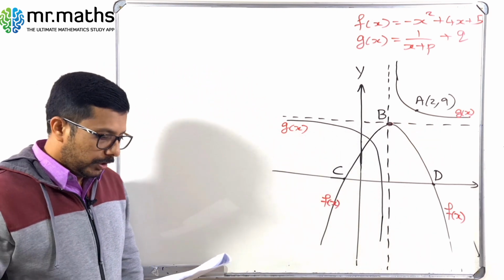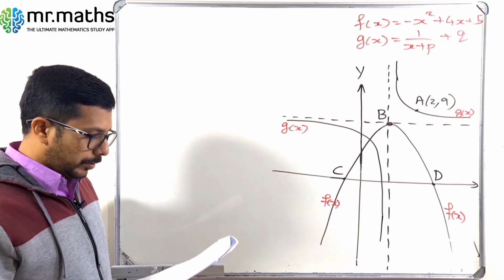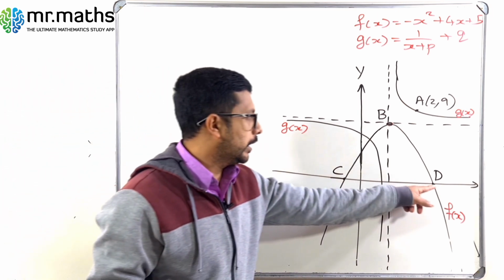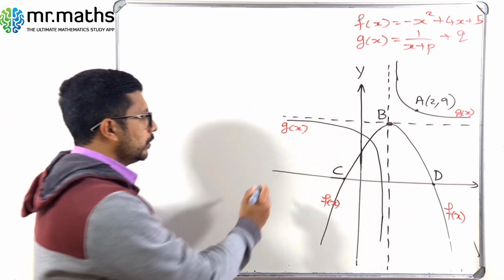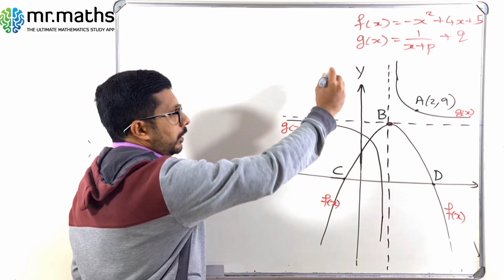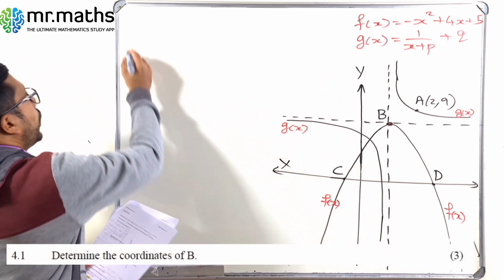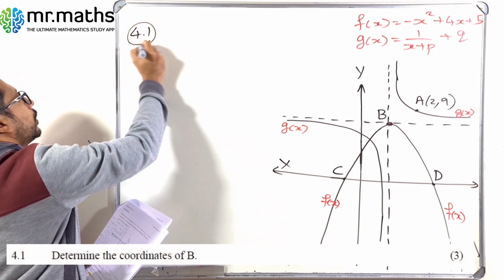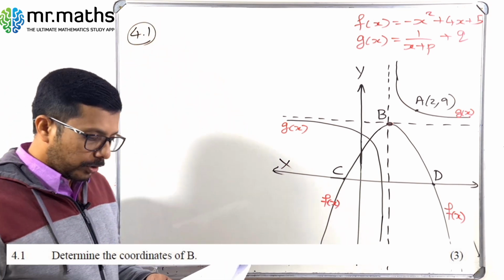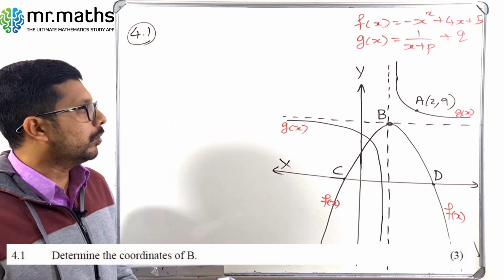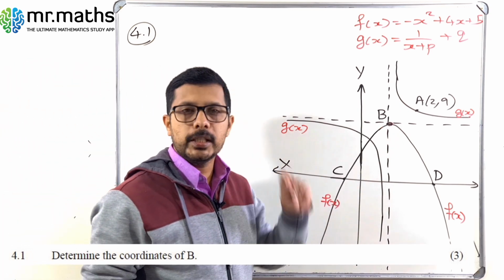C and D are the x-intercepts of f. So here these points C and D are the x-intercepts. Now this one is the x-intercept and that one is the y-intercept. Now what is the first question? Question number 4.1: determine the coordinates of B. You have to find the coordinates of B.